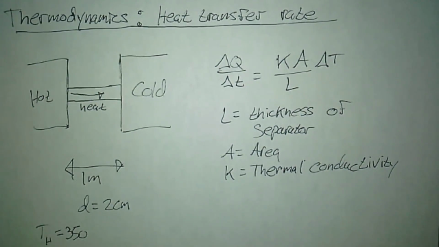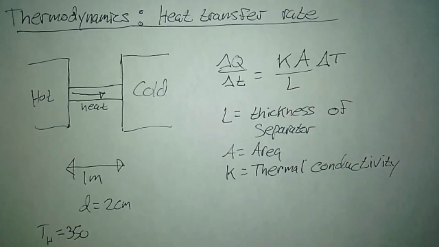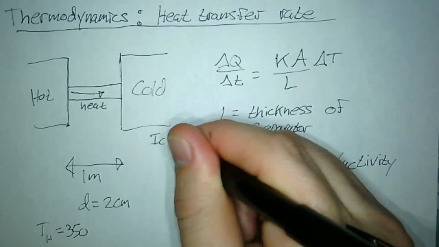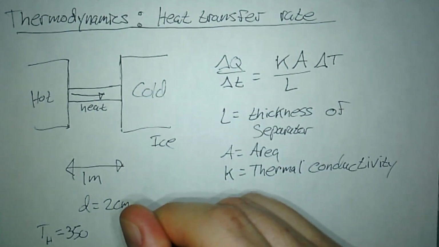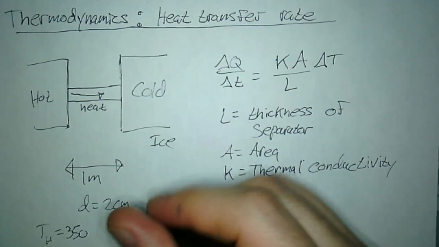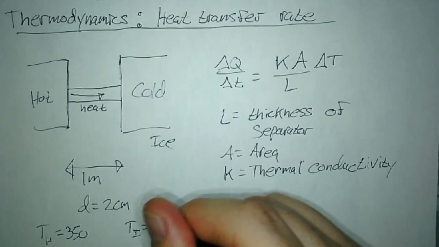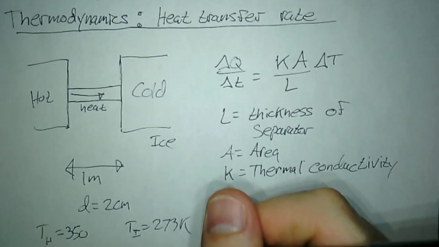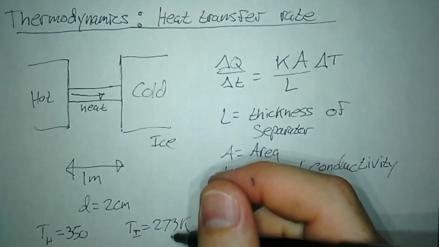And the other end is touching the surface of some ice, I'll say. So we'll say this is ice or something. So this is going to be T. We'll just say the ice is kept at 273 Kelvin, because that's going to be the temperature at which ice freezes.